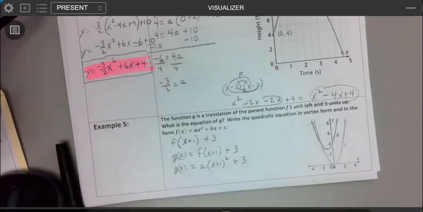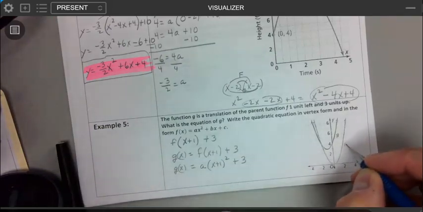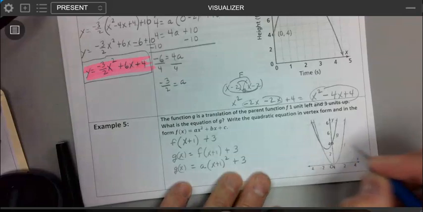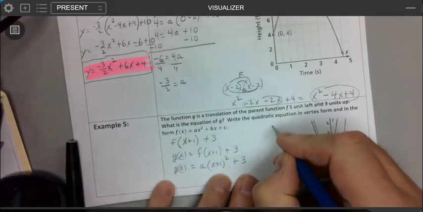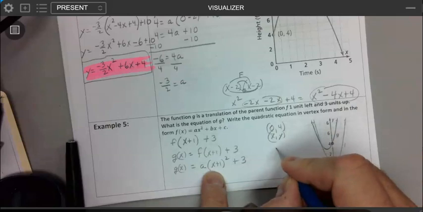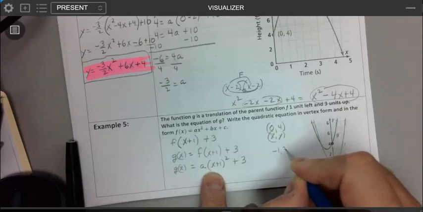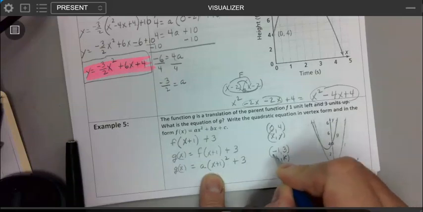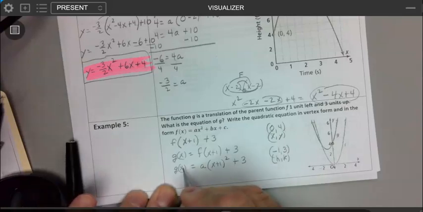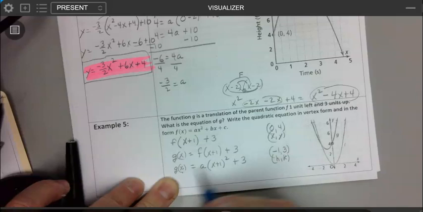So again, we have to find a. We do know, here's g, there's a point on the graph of 0, 4, right here for g. So we've got the point 0, 4, x and y. And we know the vertex, h and k, is negative 1, 3. H and k. So we're going to plug it in, we're going to have to find a now. So we remember g of x is the same thing as y. Remember, y is 4. A is my unknown.